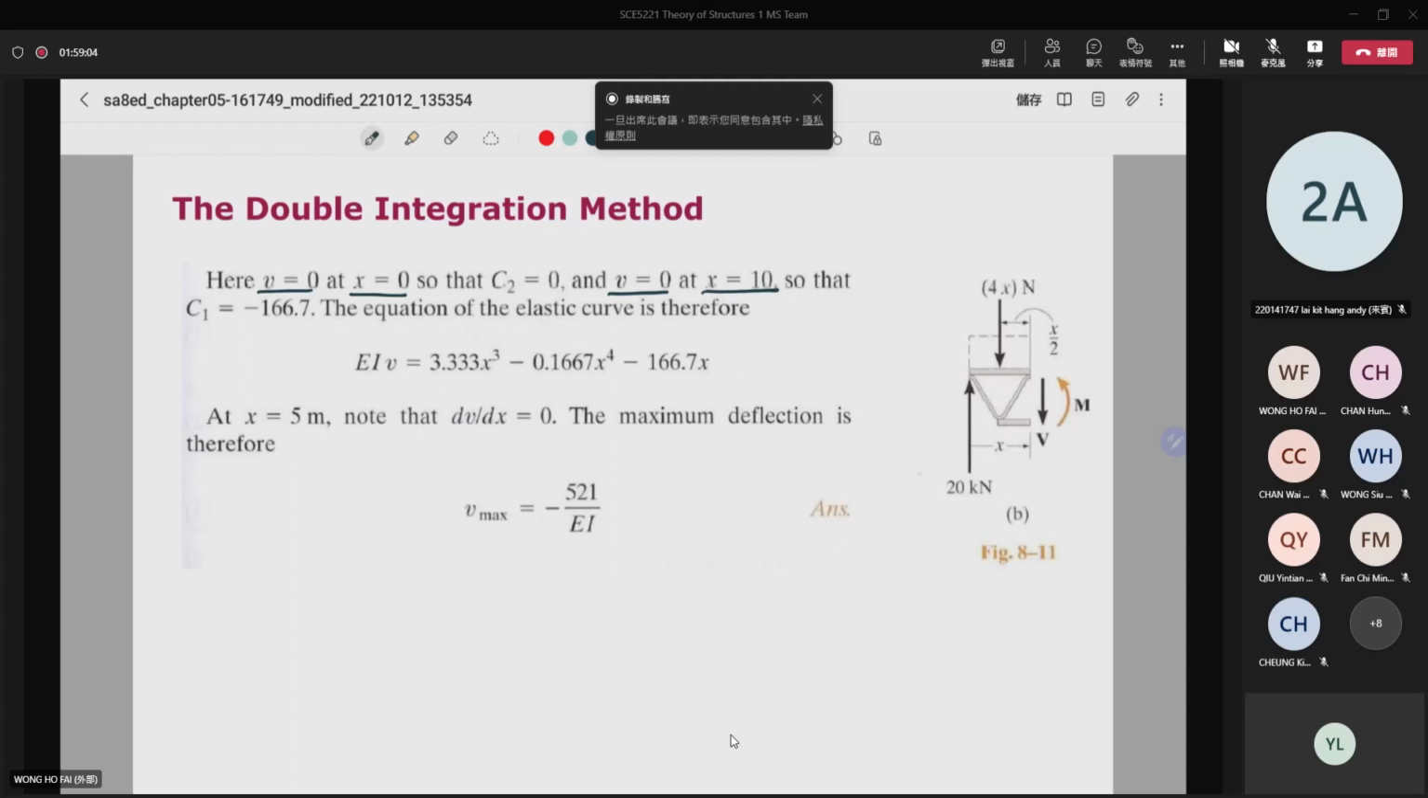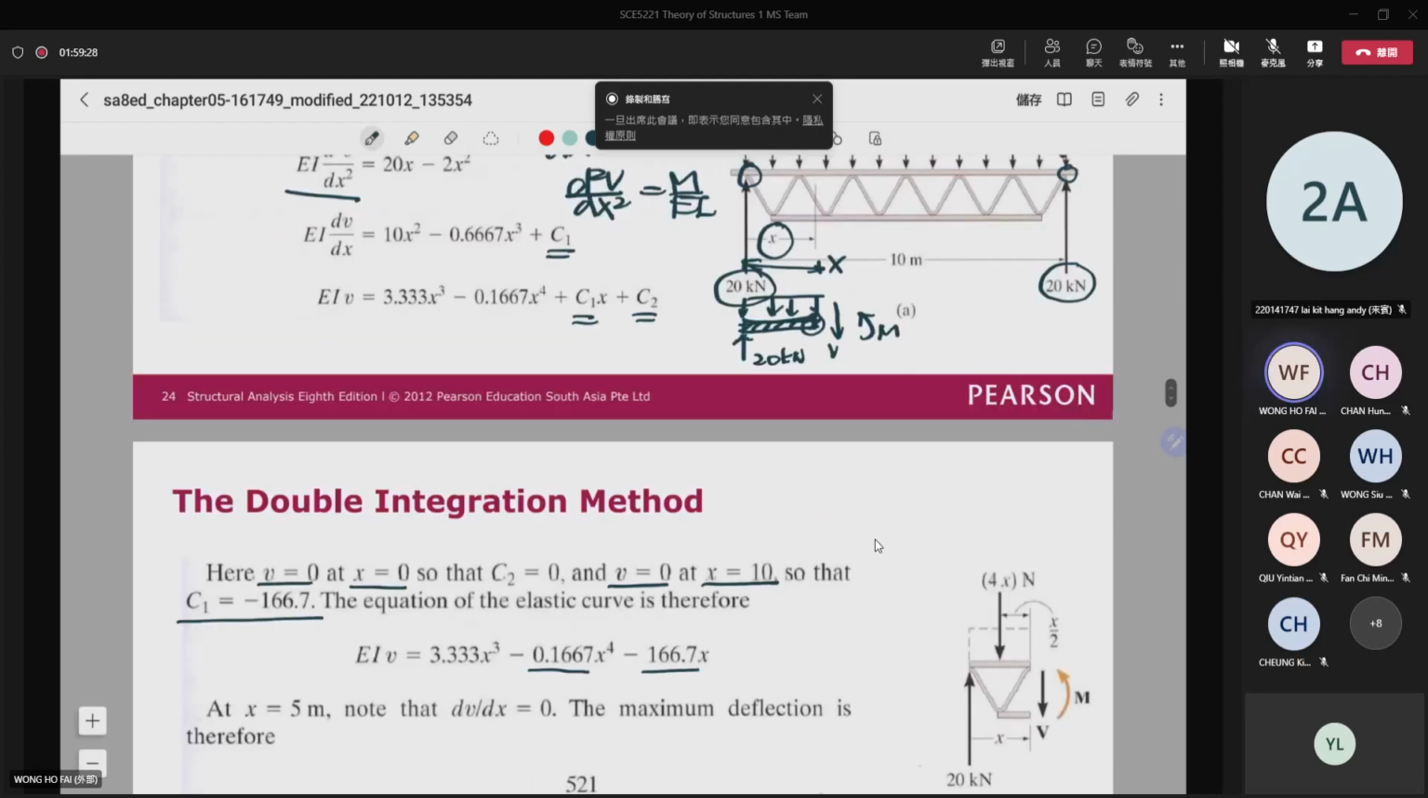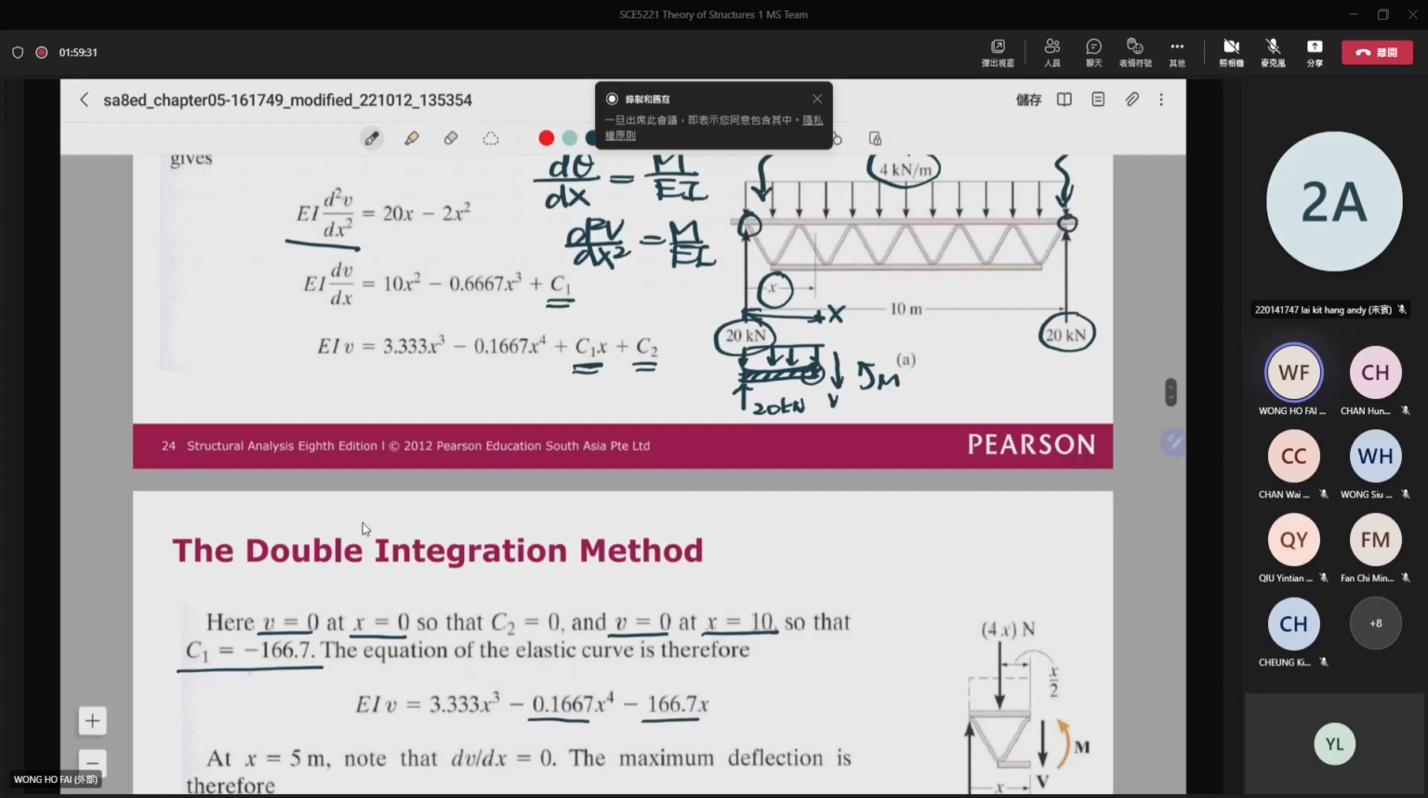Then if you substitute the values x equal to 0 and v equal to 0, and x equal to 10 and v equal to 0, then you can get C1 is equal to negative 166.7. So right here, this is C1. You just find C1 is equal to negative 166.7. And then C2 is 0.